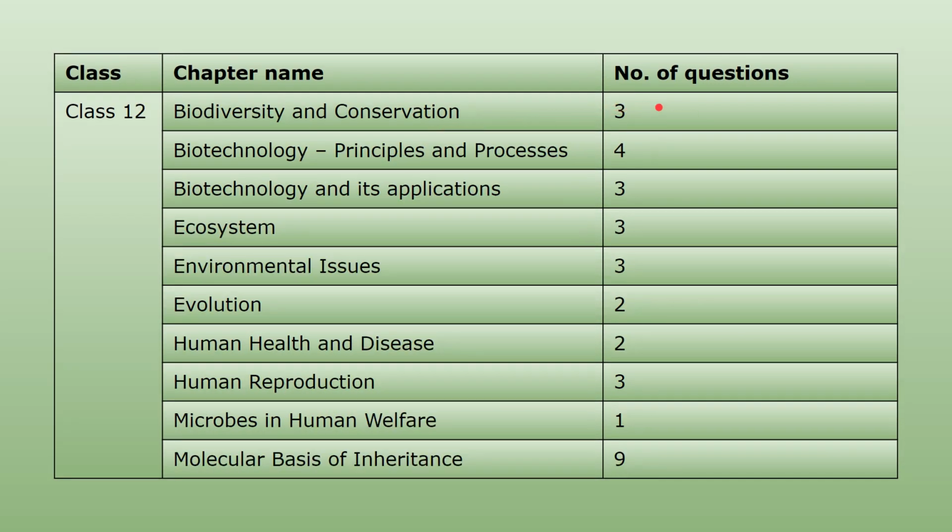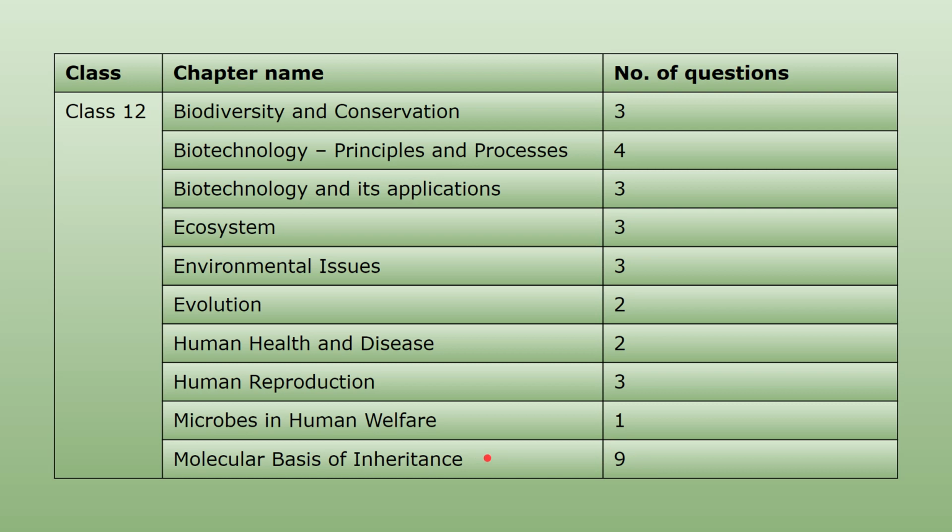Then from class 12th, 3 questions will be asked from biodiversity and conservation, 4 questions from biotechnology, 3 questions from biotechnology and its applications, 3 questions from ecosystem, 3 questions from environmental issues, 2 questions from evolution, then 2 questions from human health and disease, 3 questions from human reproduction, 1 question from microbes in human welfare, 9 questions from molecular basis of inheritance. See, 9 questions are expected from this chapter, so this makes this chapter important.